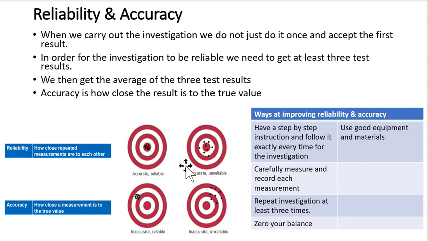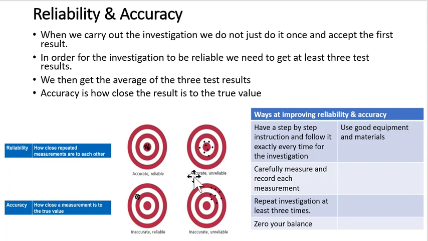Another one here is, for example, the shots are accurate, but they're not reliable. We can see here that the shots are kind of spread out. And that same thing can happen with an experiment as well. You can get results that are kind of close to the true value, but there's a lot of spread between the results. If the true value was 90 degrees, you could be getting results between 80 and 98 degrees. So there's a wide spread there of your results.